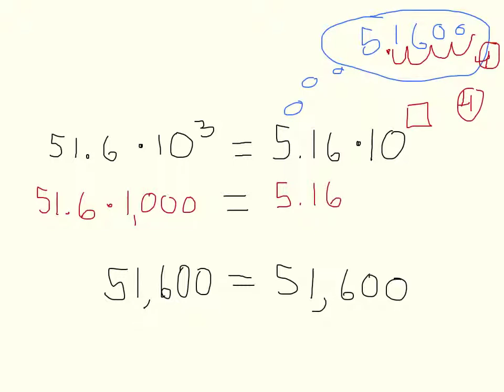They told me that because these two values had to be equivalent, and this is 51 and some change, and this one is 5 and some change. 5 is a whole lot smaller than 51. So because 51 is being multiplied by 1,000, 5 and some change needs to be multiplied by a number greater.